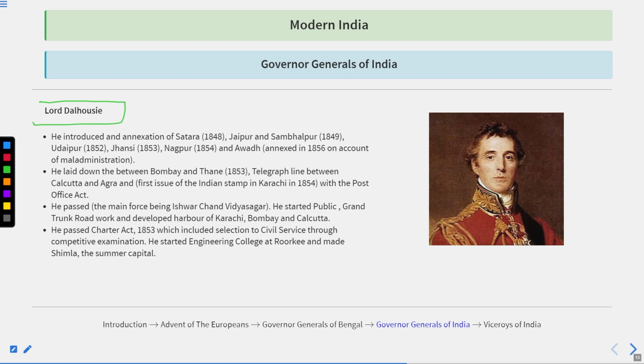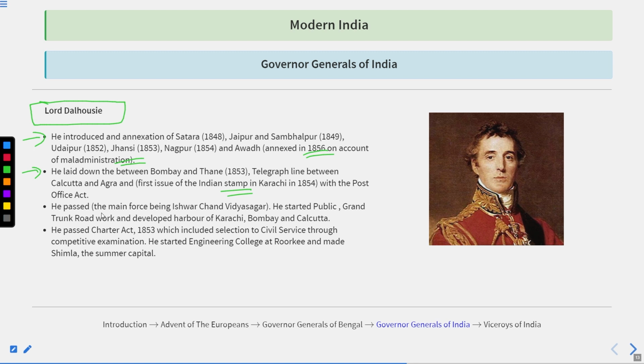Thereafter comes Lord Dalhousie. So basically, he annexed Satara, Jaipur, Sambalpur, Udaipur, Jhansi, Nagpur, and Awadh on account of maladministration. He laid down the train line between Bombay and Thane, the telegraph line between Kolkata and Agra, and the first issue of the Indian stamp in Karachi in 1854 with the Post Office Act.